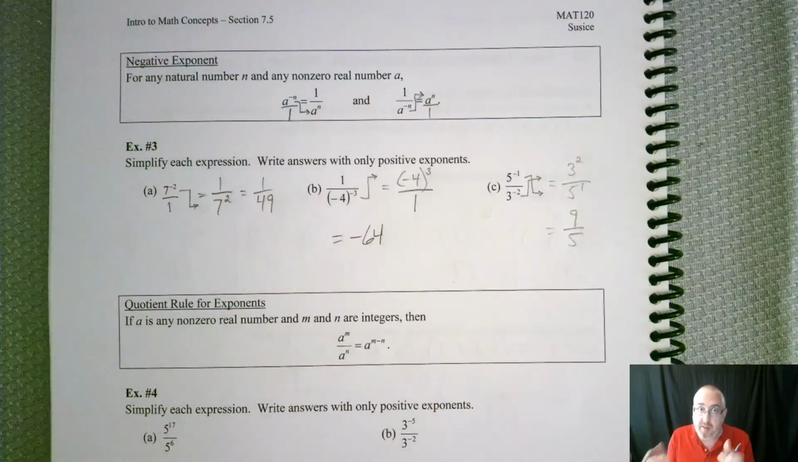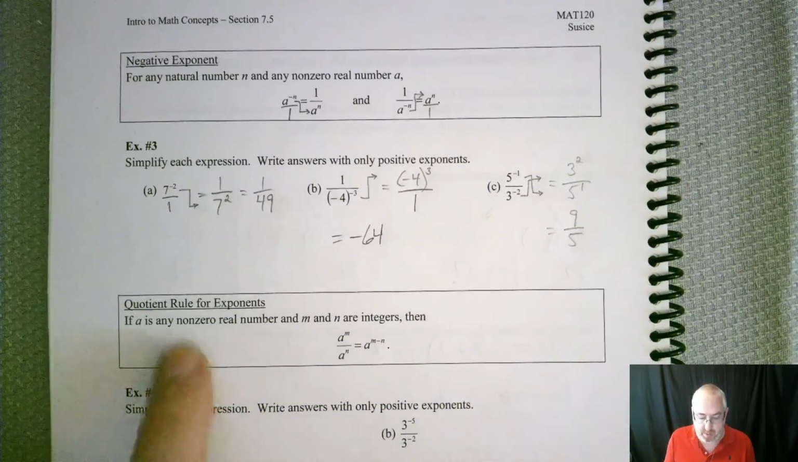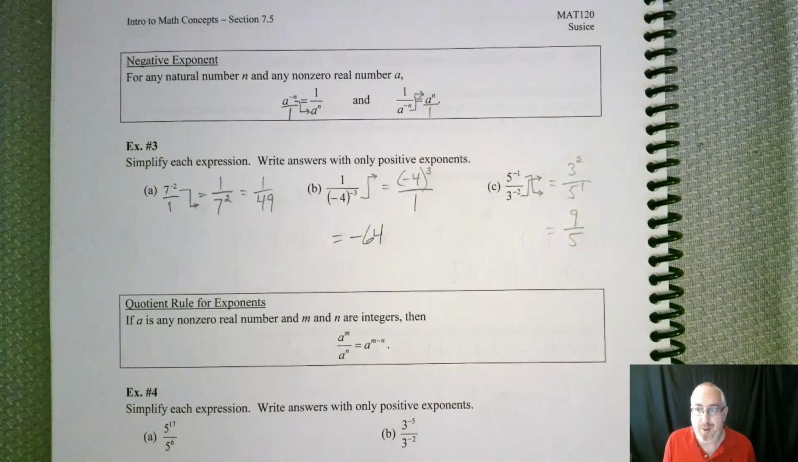All right. Well, so now we have two rules. We got the product rule and we got the negative exponent rule. Let's see how those work to help with the next rule, which is going to be the quotient rule, in the next video. See you in a minute.